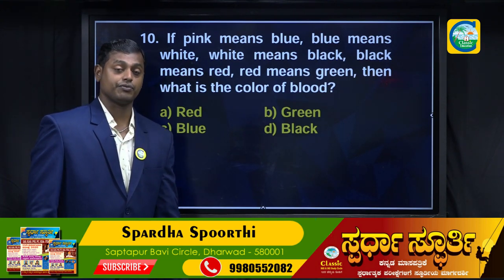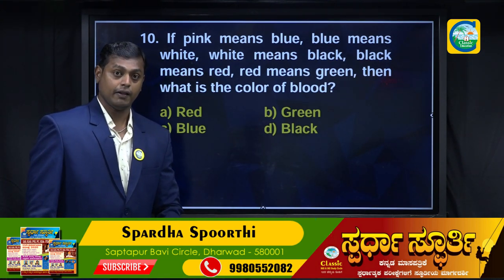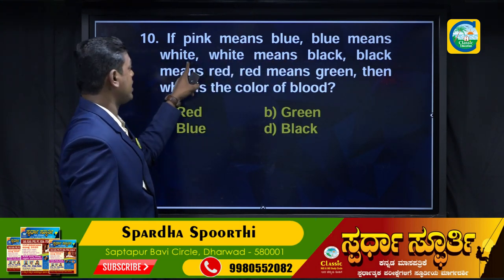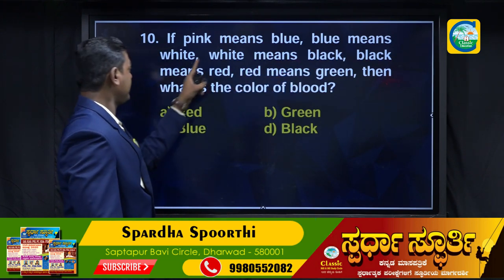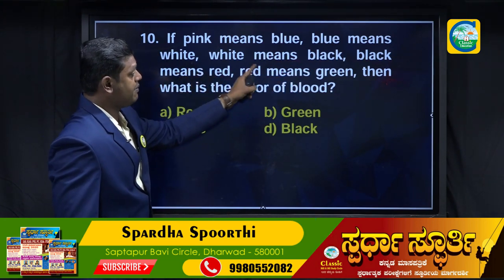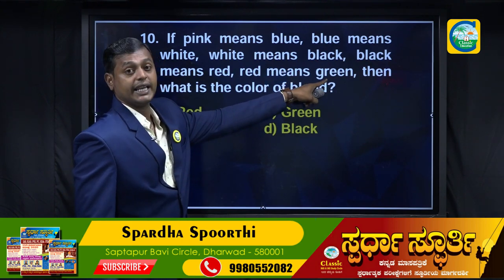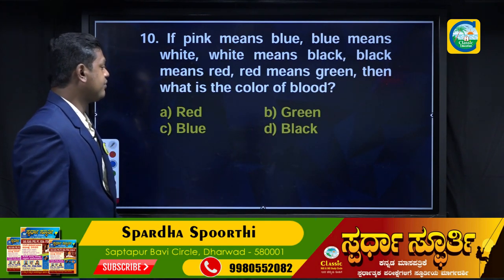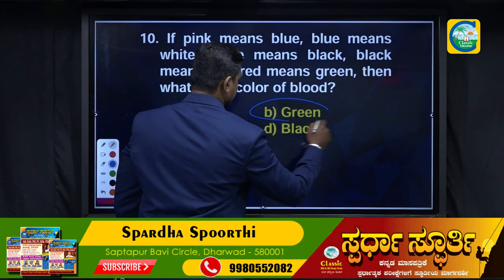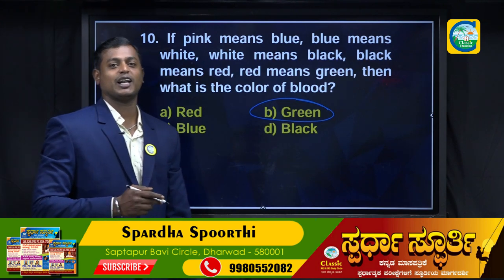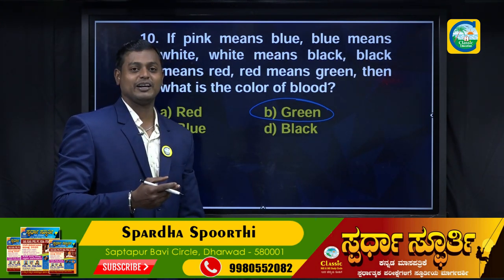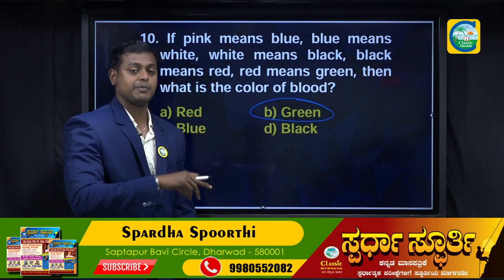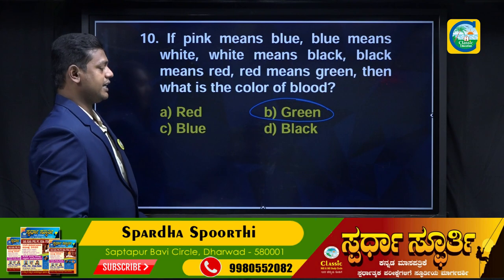Actually we know the color of blood is obviously red, but here pink becomes blue, blue becomes white, white becomes black, black becomes red, and red means green. The color of blood is red, but red is green. So the color of blood is green. You don't say it like that; rather, the color changes into the next color, so that's why we go to green. Red becomes green. Option number 2 is the right answer.